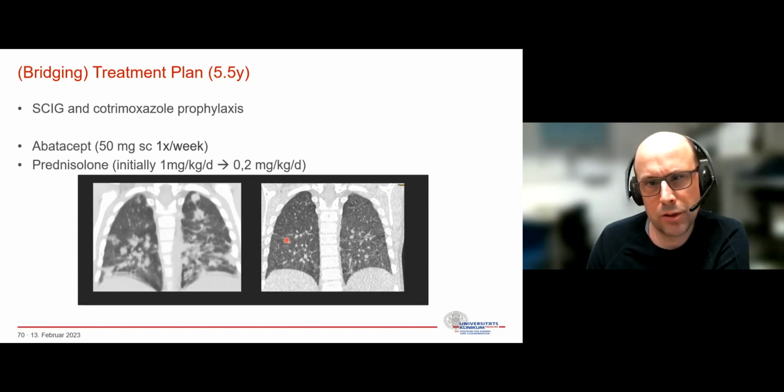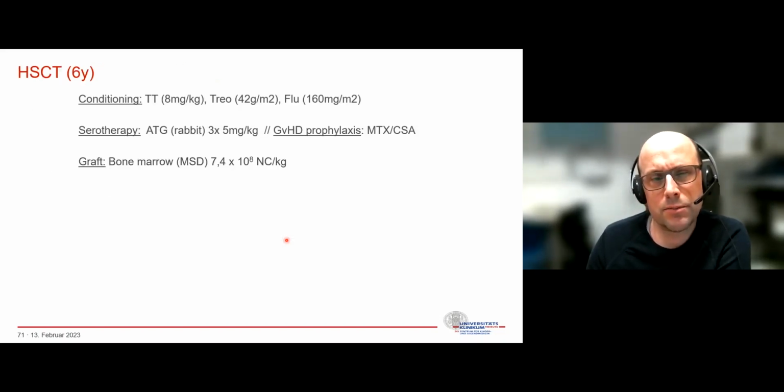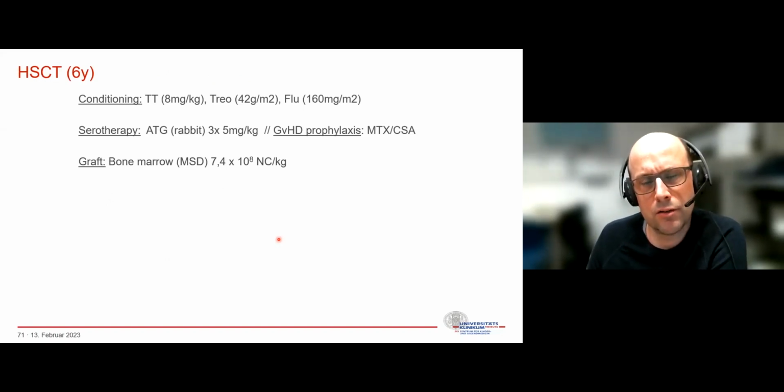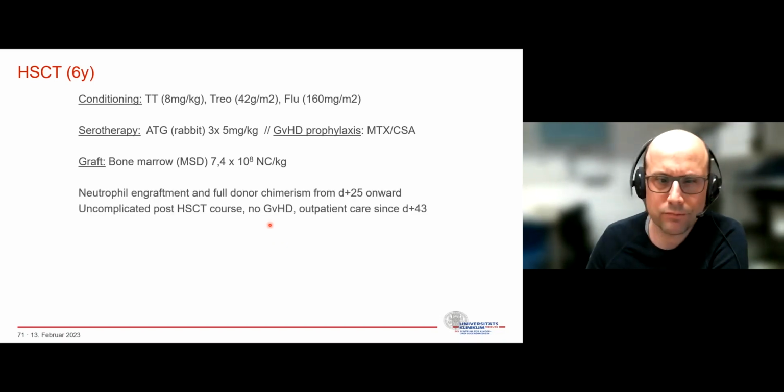So we then moved on with transplantation 6 months later at the age of 6 years, following a conditioning regimen that can be classified as a reduced toxicity regimen containing thiotepa, treosulfan, and fludarabine. He received serotherapy with ATG and GVHD prophylaxis with MTX and CSA. He then received bone marrow as a graft in the indicated dose, and that resulted in very prompt neutrophil engraftment and full donor chimerism from day 25 onward.